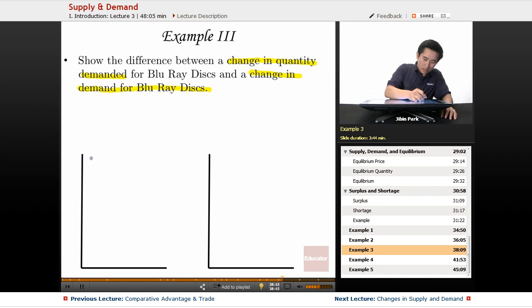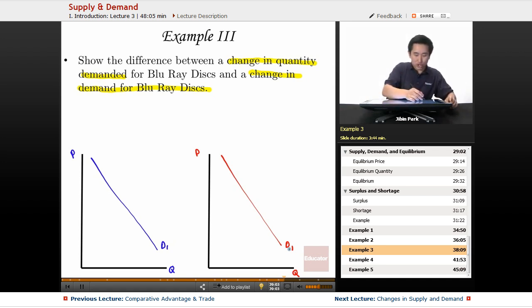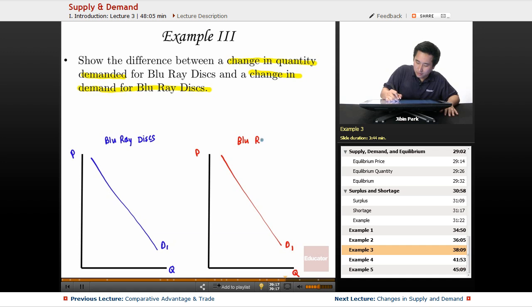So for a demand curve here, we'll just draw the demand curve. So this is price here and quantity, and same thing here. You have the y-axis being price and the quantity being the x-axis here. And let's label this as D1 here. Now, this is a change in quantity demanded for Blu-ray discs. So the market here for both of these is Blu-ray discs.